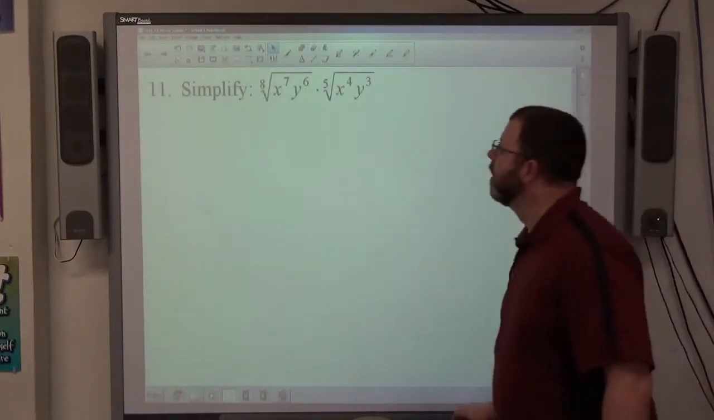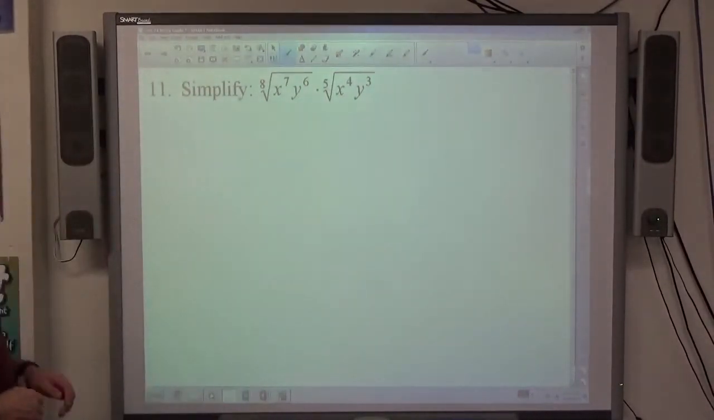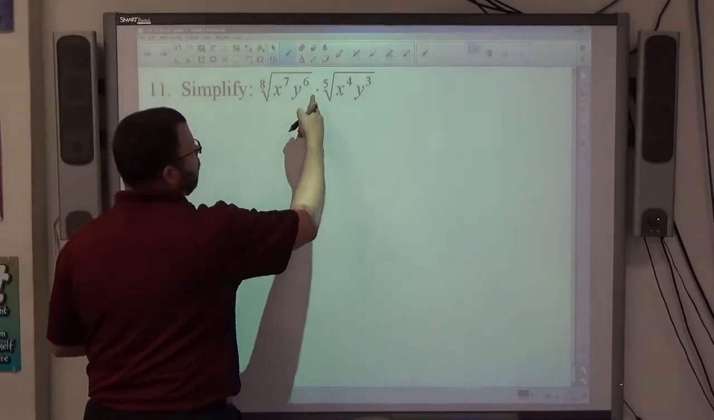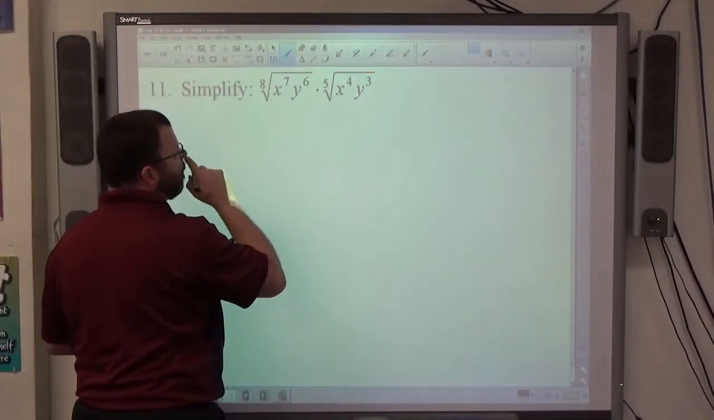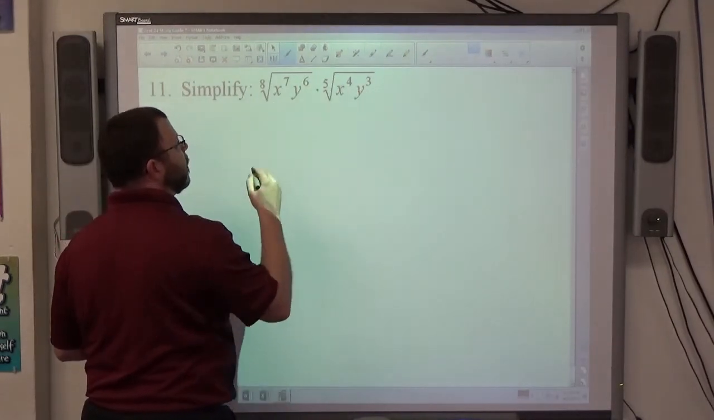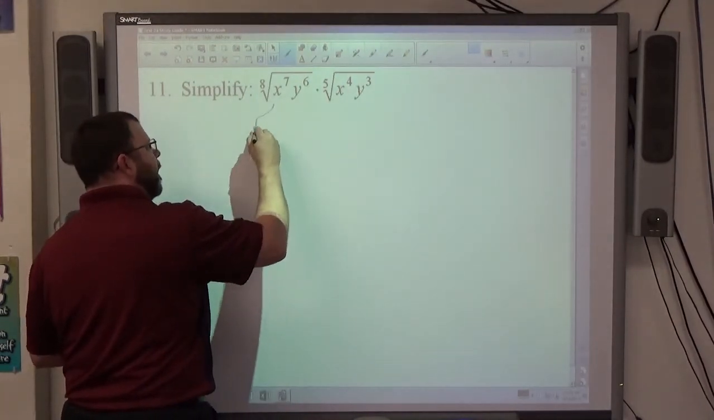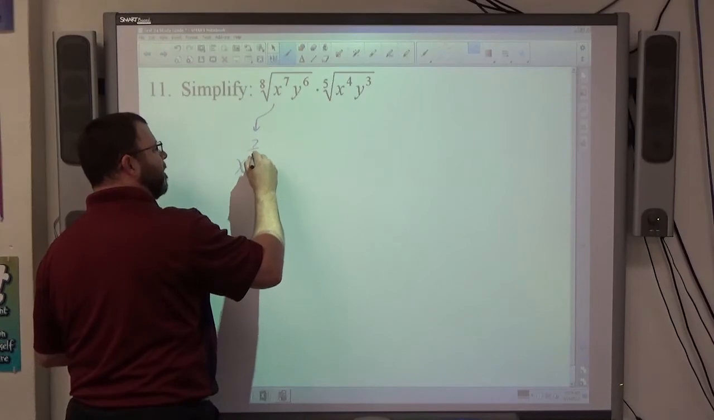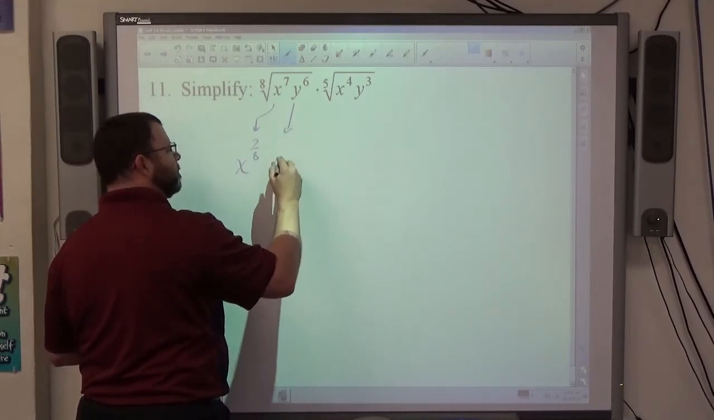Number 11. We're simplifying radicals of abstract objects. I'm going to have a raised dot like this, so it'll be very obvious what's what. So these are both 8th roots of these things and 5th roots of those things. I'm going to first of all modify, this is x to the 7/8 and this is y to the 6/8. Oops.